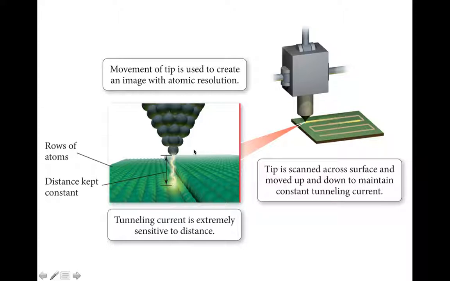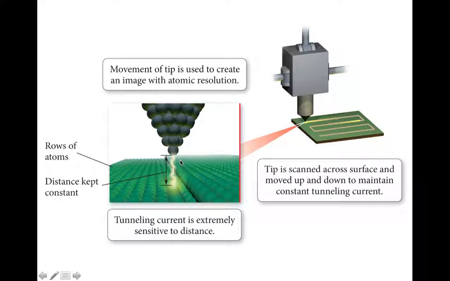STM works by moving an extremely sharp electrode, that is a conductor through which electricity can enter or leave, over a surface and measuring the resulting tunneling current. The electrical current that flows between the tip of the electrode, that's this right here, this is the tunneling current. The tunneling current is the electrical current that flows between the tip of the electrode and the surface, even though the two are not technically in contact.